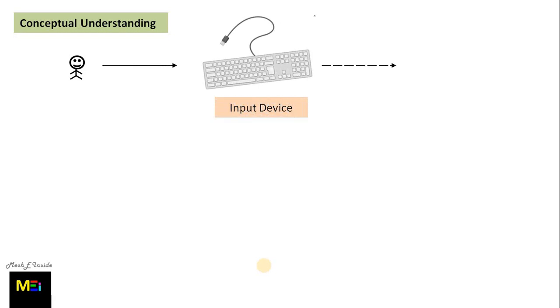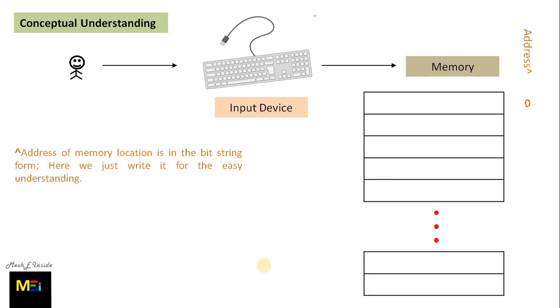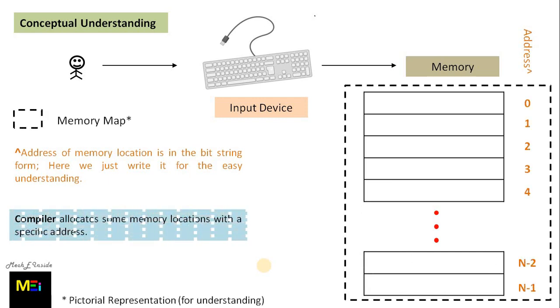As we know, when we enter some data from the keyboard, obviously that data goes to be stored in memory. But how does the program know at which memory location the data is stored, as there are so many memory locations present in the processing unit that are allocated by the compiler? And also, if the program didn't know the memory location where the data is stored, it is impossible to use that inputted data or to manipulate it.